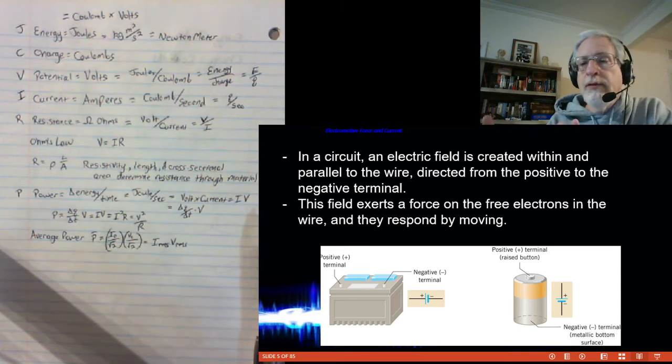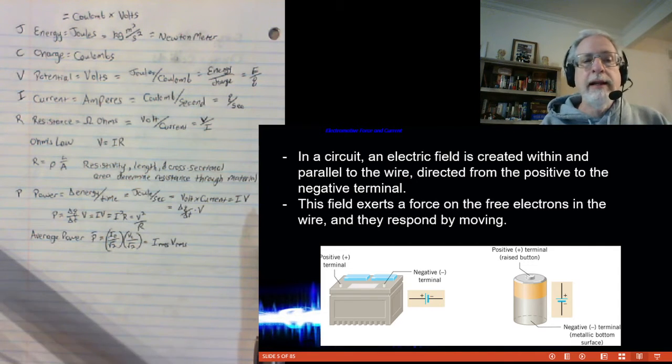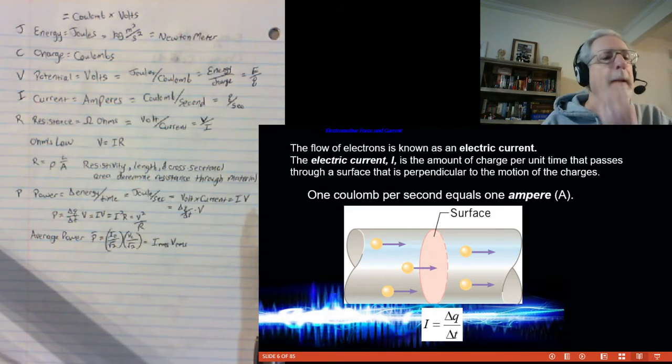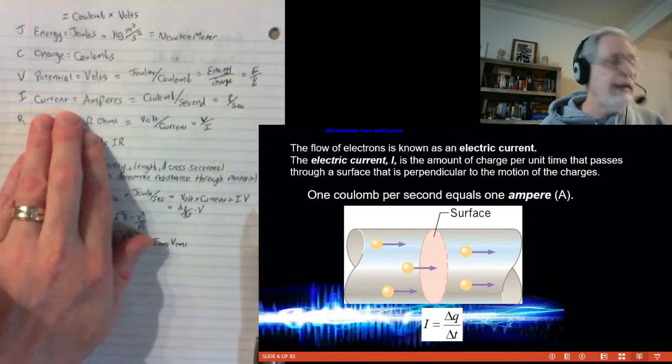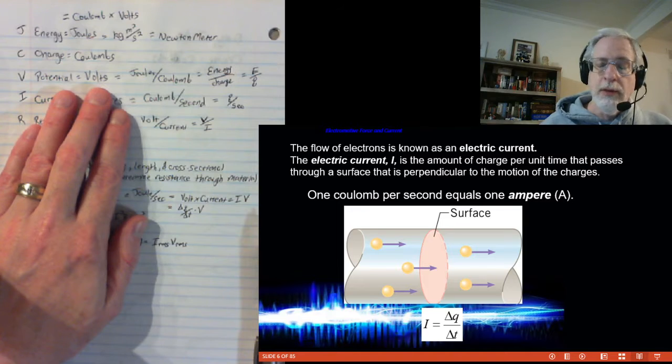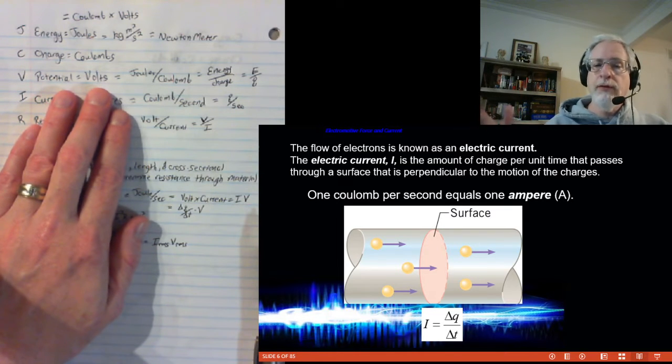So the potential difference allows electrons to flow. The electrons flow from negative to positive, but remember we draw fields from positive to negative. So that flow of electrons is caused by the potential difference. So the potential difference, we've talked about before, that's volts.